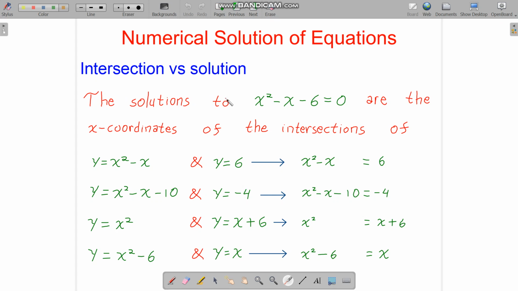Intersection versus solution. So the solutions to x squared plus x minus 6 equals 0 are the x coordinates of the intersections of, so if we have y equals x squared minus x and y equals 6, if we want to find the intersection, we do x squared minus x equals 6, and for the x squared minus x minus 10 equals minus 4 and so on. And of course, if we simplify, we get this. So the solution to this quadratic equation is actually equal to the intersection of the two functions here.